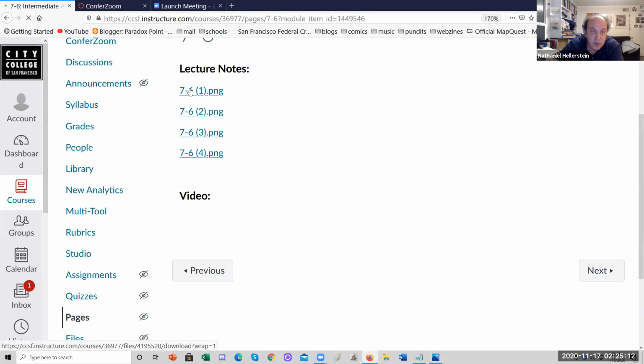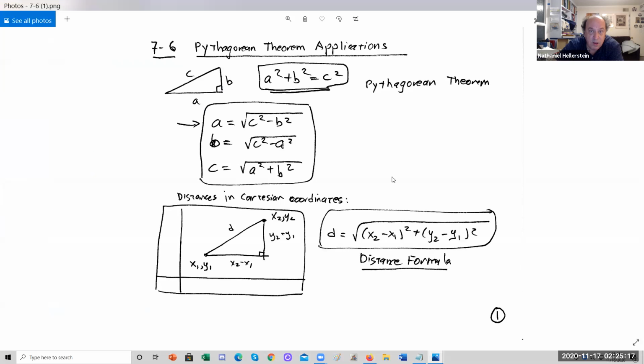We start with 7.6, which is about Pythagorean theorem applications. The Pythagorean theorem is about right angle triangles, a triangle with a 90-degree angle at this corner here, the sides A, B, and the diagonal side C. And the theorem states that a squared plus b squared equals c squared.